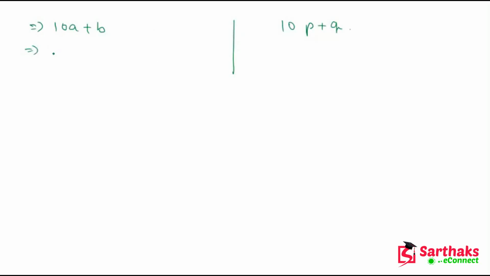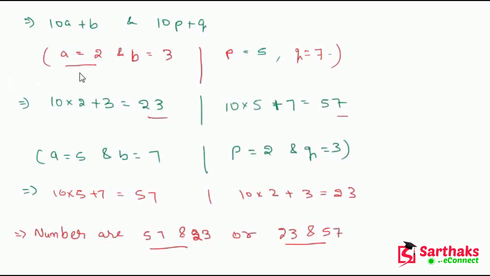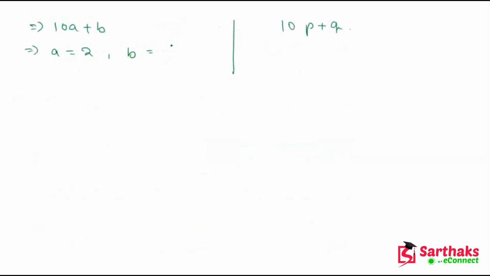Now if a is equal to 2, we are taking b is equal to 7, and in this case if a is equal to 2, then p is equal to 5. Okay, and q should be 3. Now put the values. Here we get 10 into 2 plus 7, so we get 27. Here we get 10 into 5 plus 3, so we get 53.